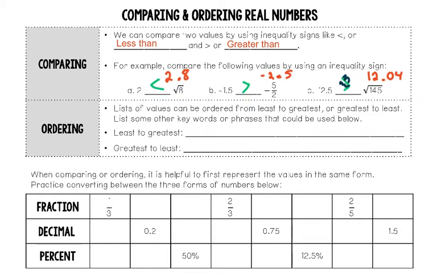So let's go ahead and look at some vocabulary for ordering. Lists of values can be ordered from least to greatest or greatest to least. So sometimes something will say order from least to greatest. Sometimes things will say order from greatest to least. So there's different ways that we can write that.